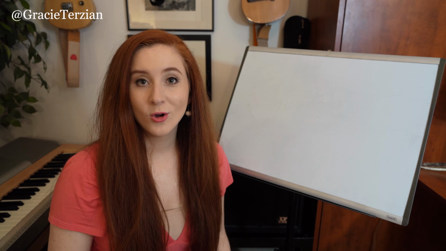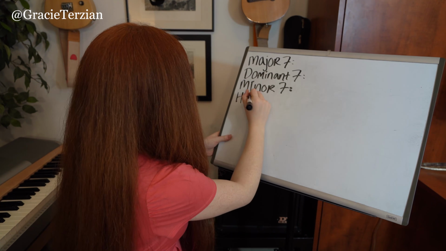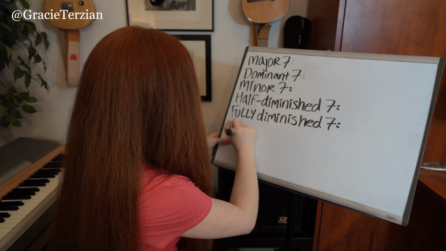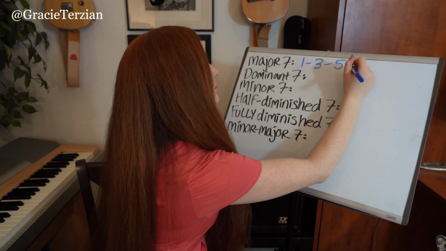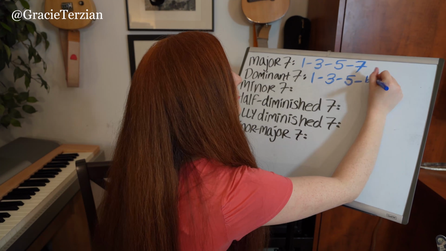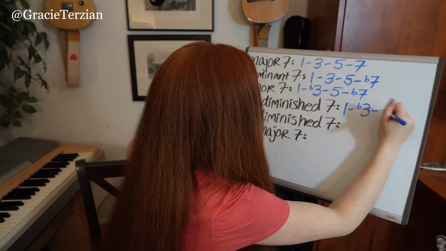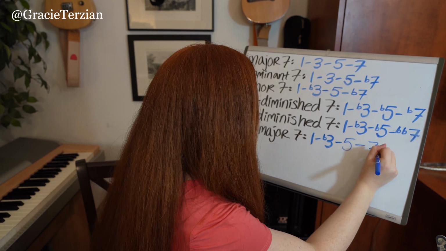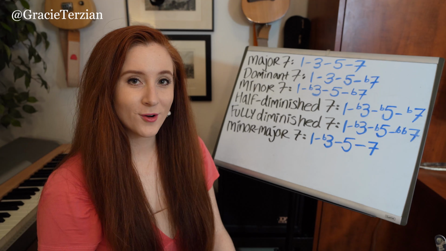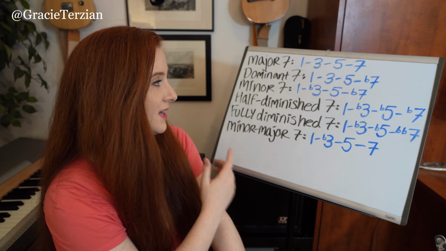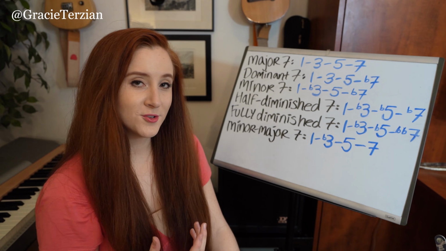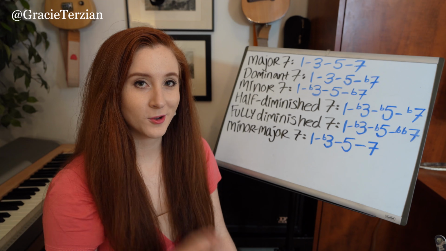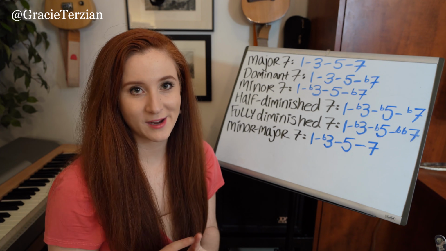Got it? Now all chords have what I like to call formulas, so I'm going to write out the formulas for our 7th chords. So our 7th chords are all built from these formulas, and they're built from the major scale of the root note of the chord. Okay, so what does that mean exactly? Let me break it down for you.